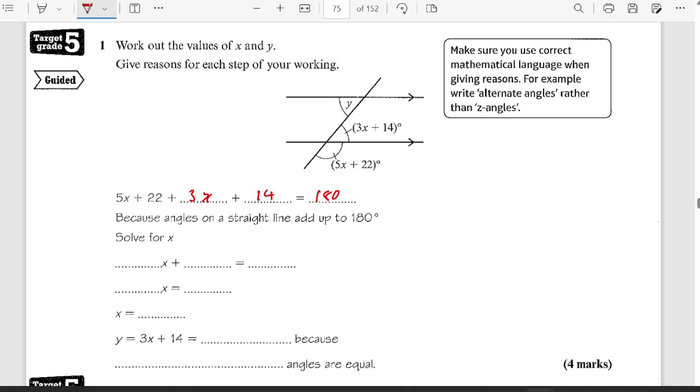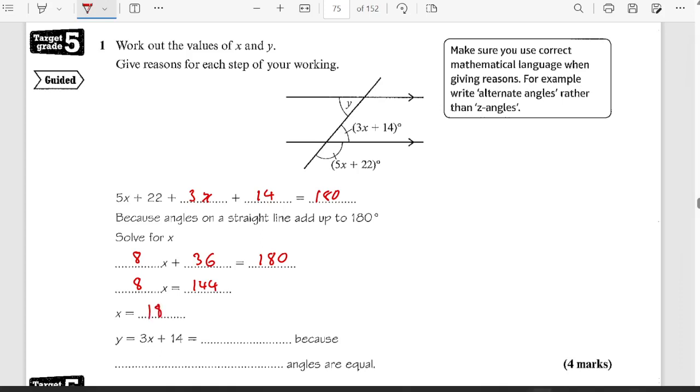Okay, so then I'm going to solve for x by first of all simplifying this left-hand side. So 5x plus 3x would give me 8x, and then 22 plus 14 would give me 36, and that's going to be equal to 180. So 8x is going to be 180 minus 36, which is going to be 144. And then 144 divided by 8 is going to give me 18.